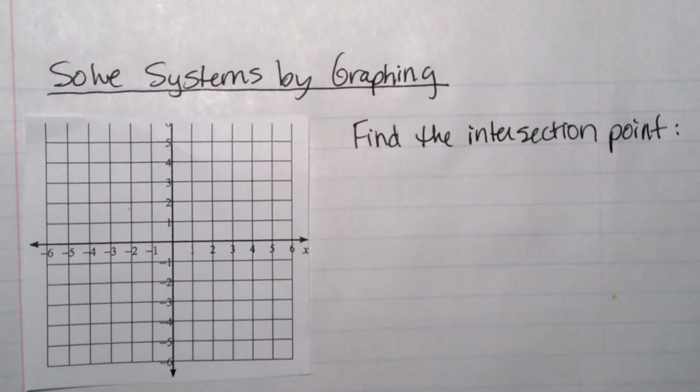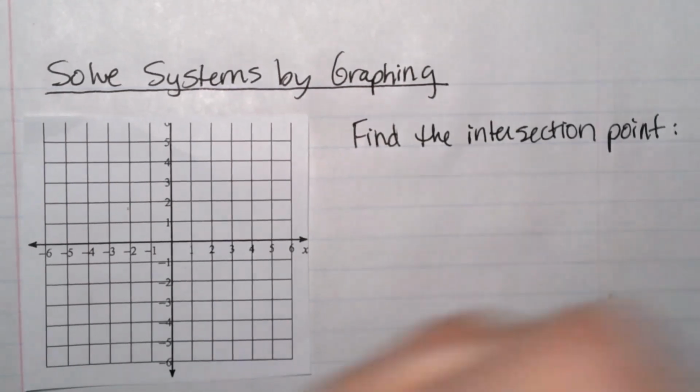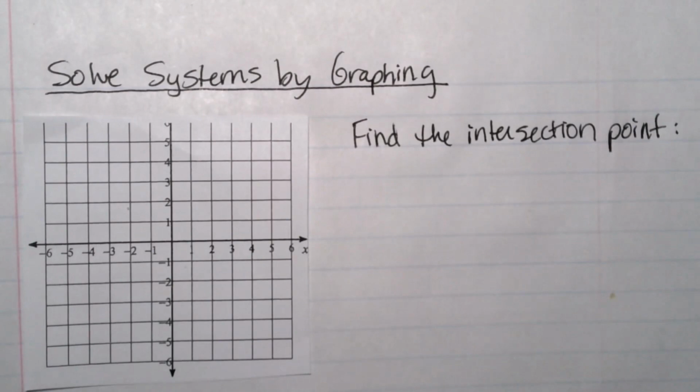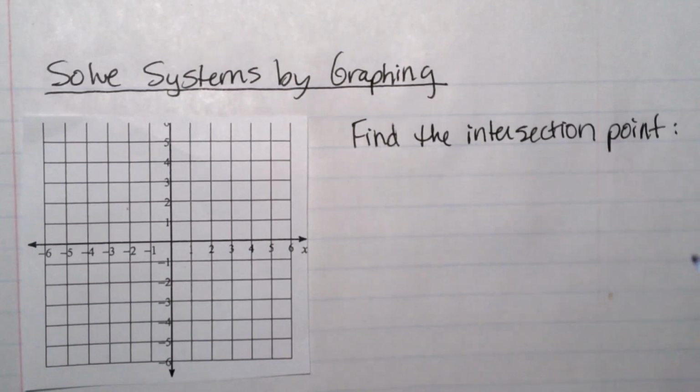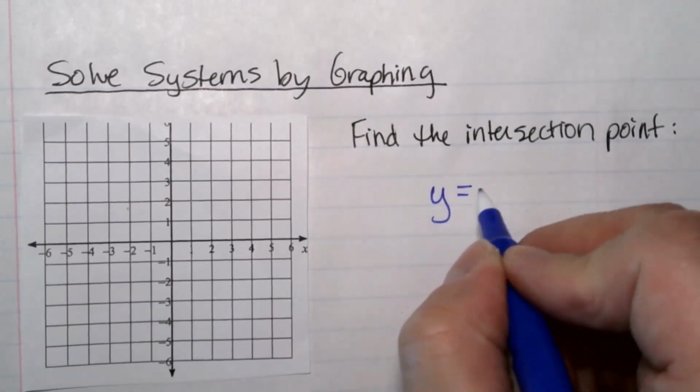All right, in order to do this, a system of equations is just two equations, and we're going to try to, it's called solving the system, find where they intersect. And so it's something we already know how to do. We're going to be graphing lines.